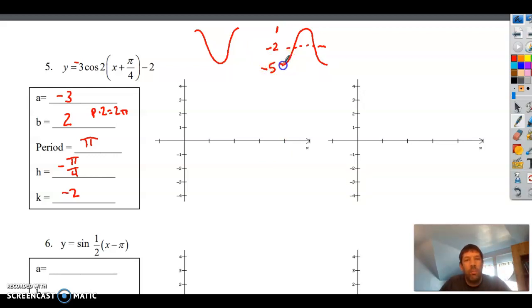Now to figure out where I'm starting here, I look at my h value, which was -pi/4. So I'm starting at -pi/4. And to figure out where I'm going to end, I need to add on my period length. My period length is pi.